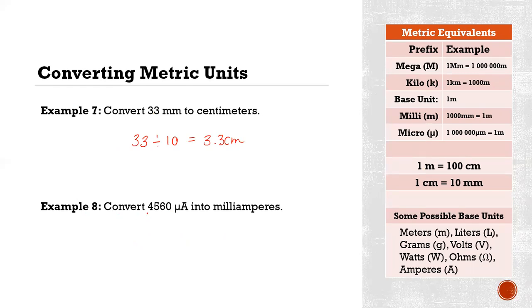Question 8, convert 4,560 microamps into milliamps. Okay, so I'm going to take microamps, we're going to convert into milliamps. So in order to do this one, we're going from micro up to milli. So we're going one step. One step, you'll notice there's a difference of 3 zeros. So it's going to be 1,000 in between them. So we're going to move 3 places.